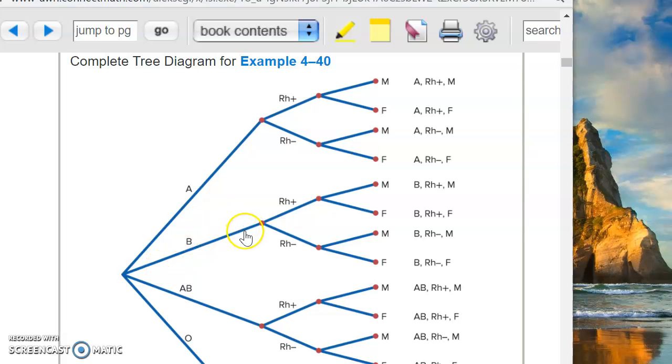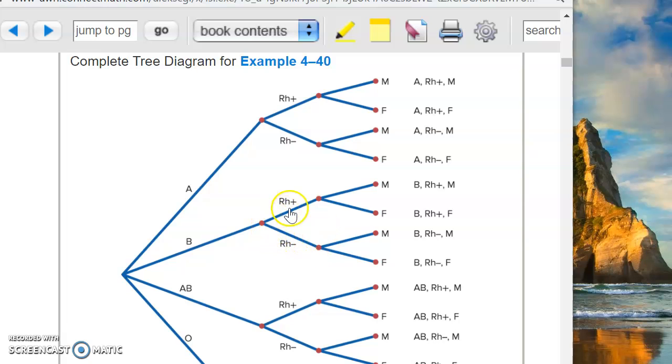I'm not sure what this author calls it, the B, this path or this line segment. It's basically a path, right? It's going down this path. Well, after we've gone down the path of B, now we have RH positive or RH negative.